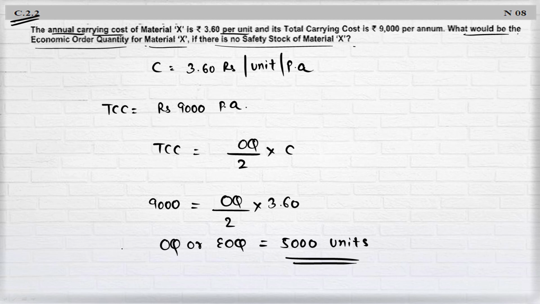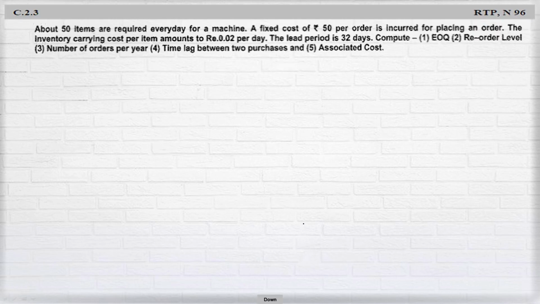Ordering quantity. It is ordering quantity. It cannot be in rupees. It is ordering quantity. And here it will be EOQ. We are assuming this total cost given is at EOQ. We are going to 2.3.